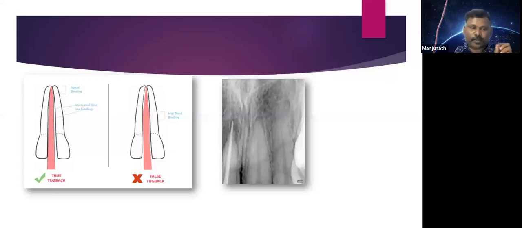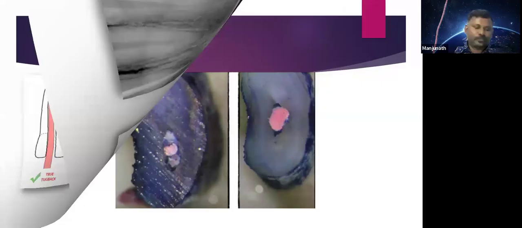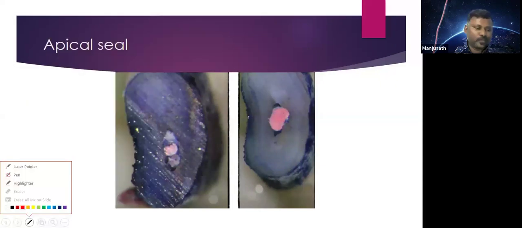And always appreciate a proper tug-back resistance with your master apical file. True tug-back resistance, not just lateral wall tug-back resistance, otherwise it won't give a proper apical seal. That is the second picture. The terminal portion should be completely covered by your GP point. So true tug-back resistance will give this type of apical seal.